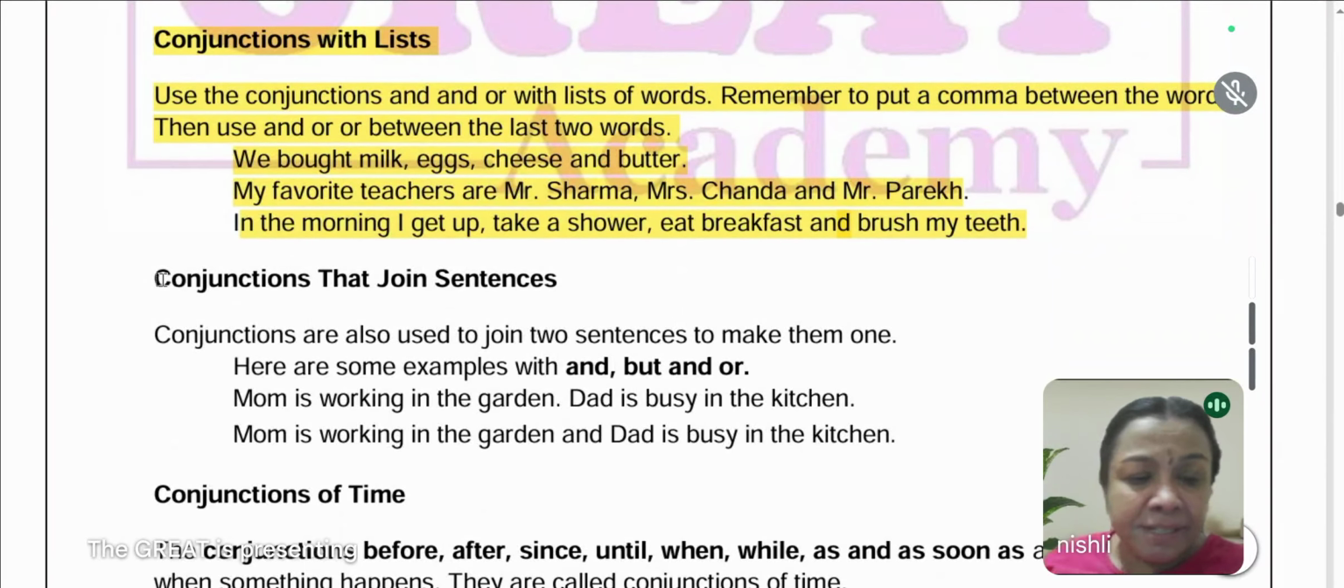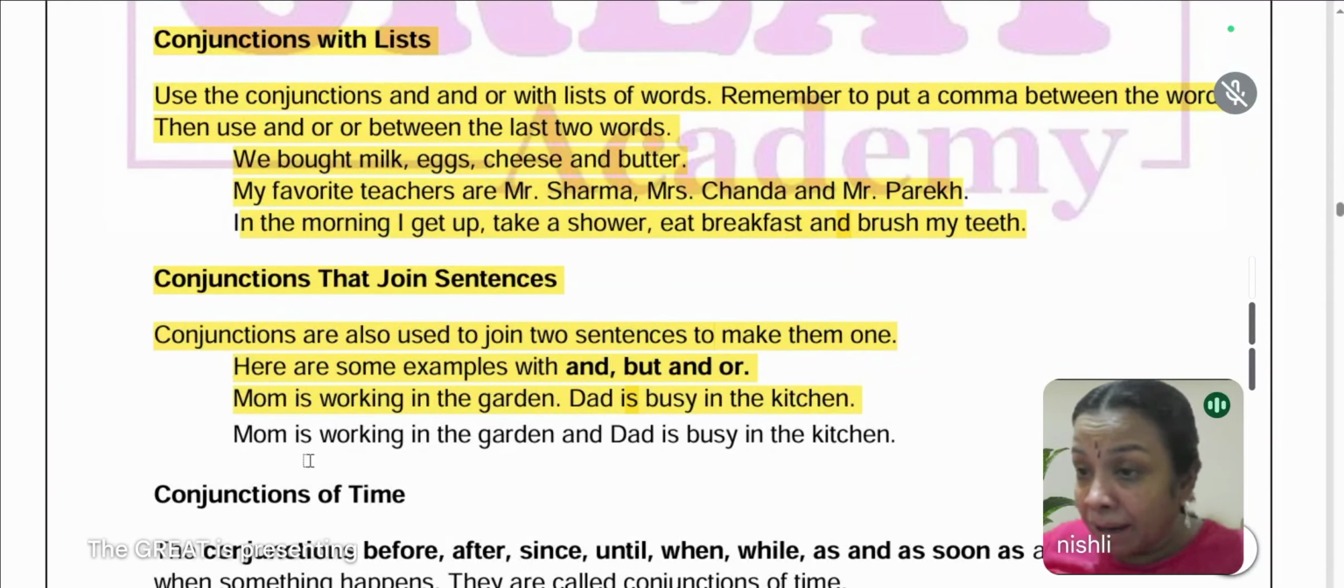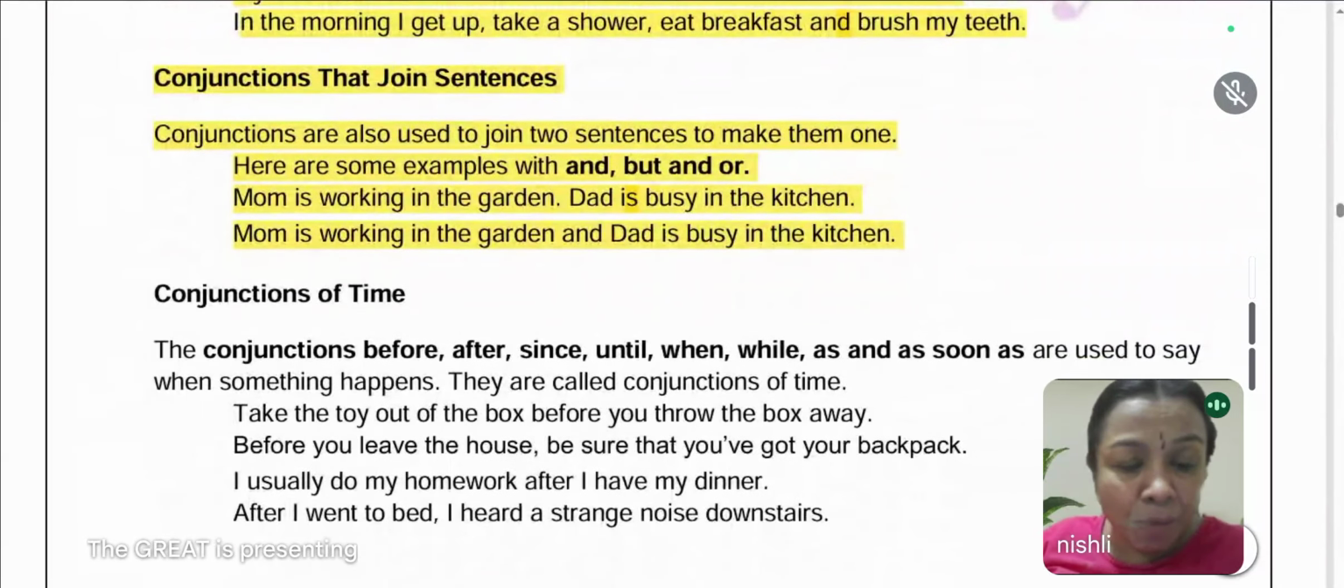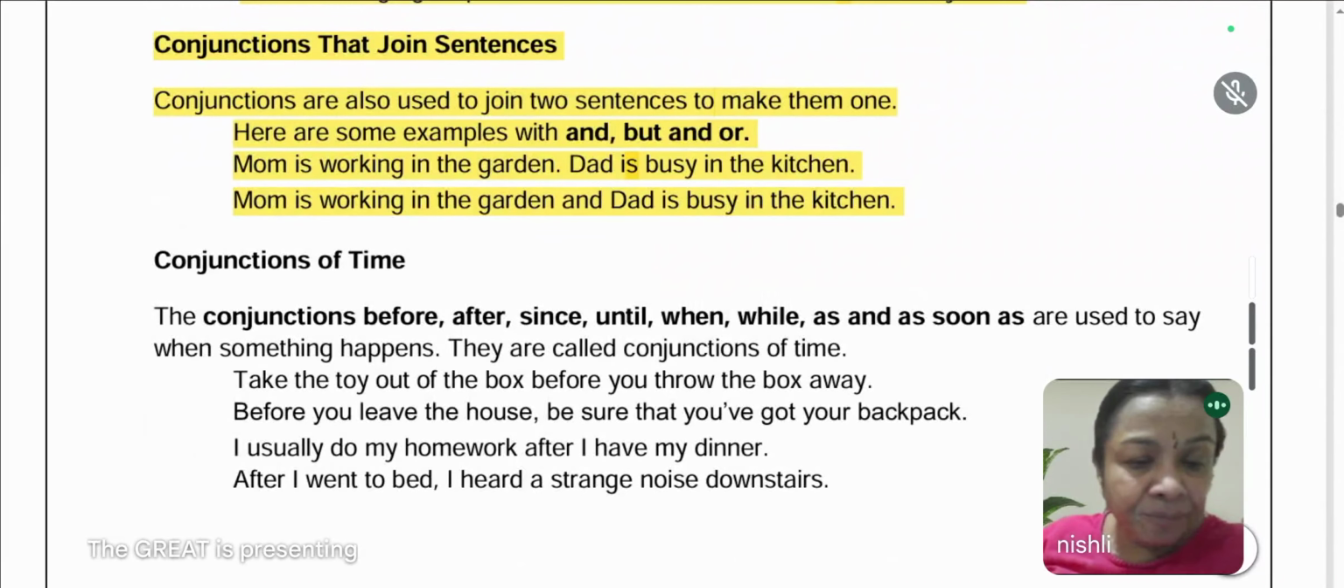Conjunctions that join sentences. Conjunctions are also used to join two sentences to make them one. Here are some examples with and, but, or. Mom is working in the garden. Dad is busy in the kitchen. So if you want to link or join two sentences, mom is working in the garden and dad is busy in the kitchen. So one person is working in the garden, mom, and dad is busy in the kitchen. So dad is busy in the kitchen means two activities, two different people are doing. You have to use the word and.